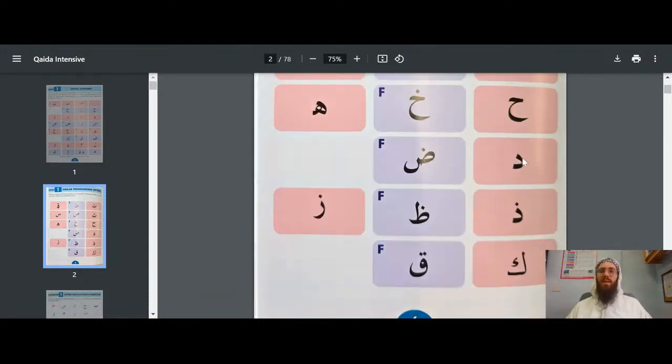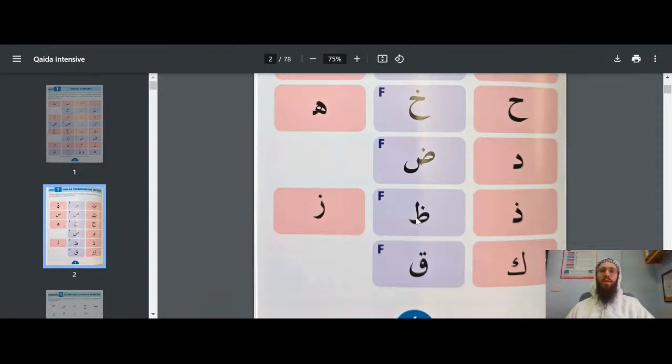This one, del. This one, dod, dod, dot, dot. So the del is quite similar to the English D. The dod is a special letter that exists in the Arabic language. I don't think it's in any other languages. Arabic is called lisan al-dad, the language of the dad. So it sounds like this. Dad, da, do, di. This is dhal. Dhal, this is dha.